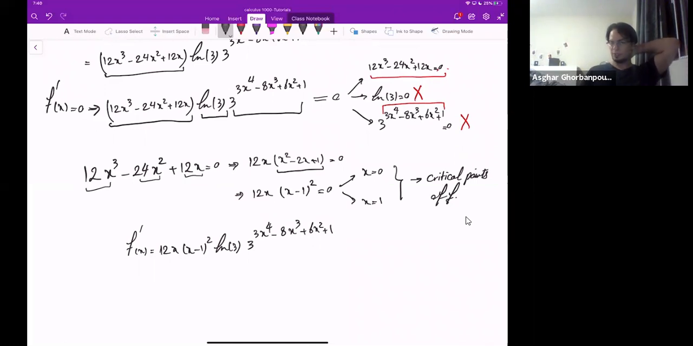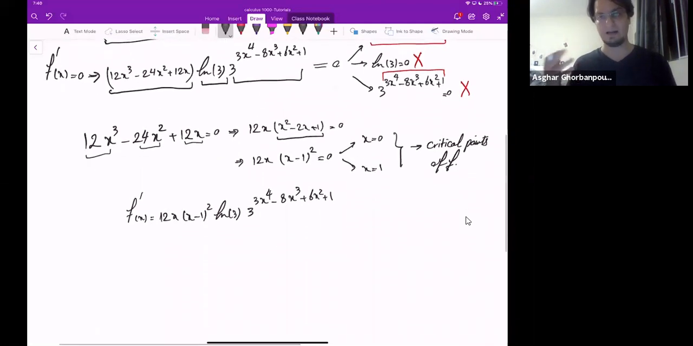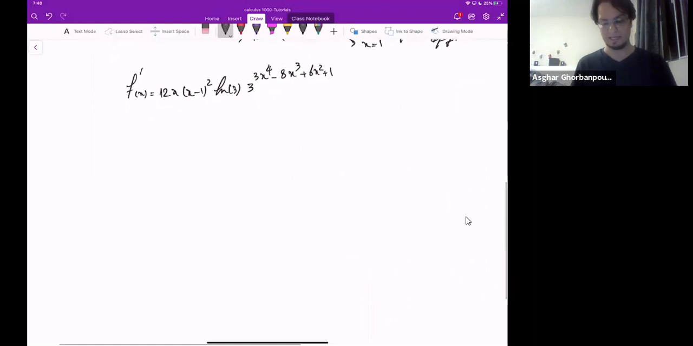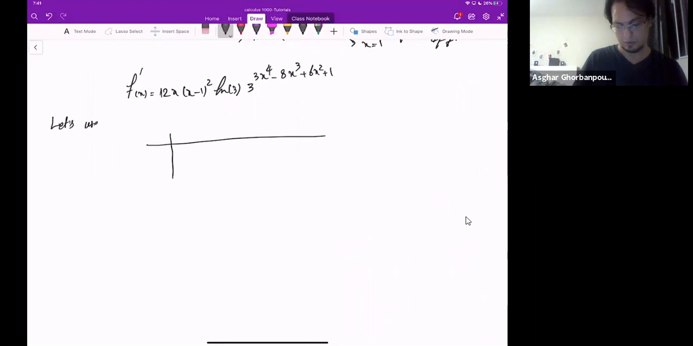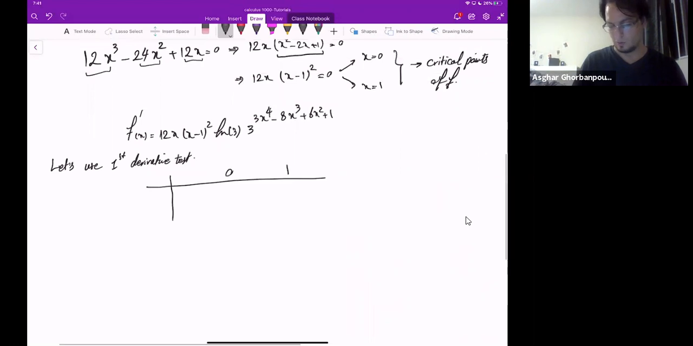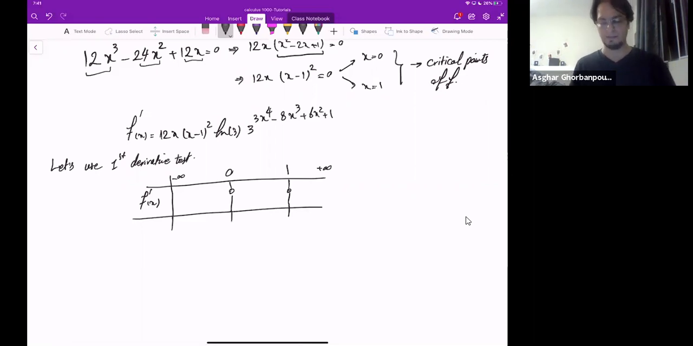Well, that's good. We found the critical points, but now we have to bring in the test. Either you bring in the second derivative test or the first derivative test. Here, since we already have f prime, and we did simplify that, it will be easier to use the first derivative test. So let's use the first derivative test. Here the values are 0 and 1, and at 0 and 1, f prime is 0. Now we want to see what will happen in between.